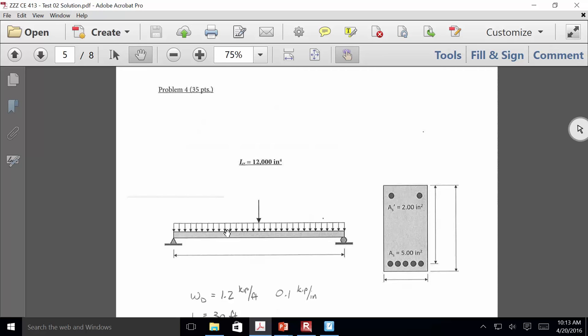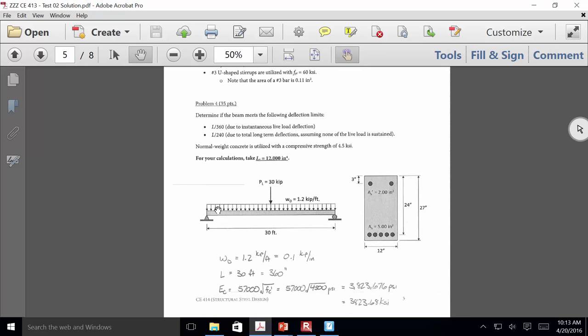One of the big things, and I tried to be as gentle as I could be, but like this right here, for your calculations, take I cracked to be 12,000 inches to the fourth. I still had people computing it, you know? I mean, it was there. So I think a lot of people said there was a time issue, but a lot of people who said that also spent time doing this when they didn't need to. And that took a lot of time, okay?